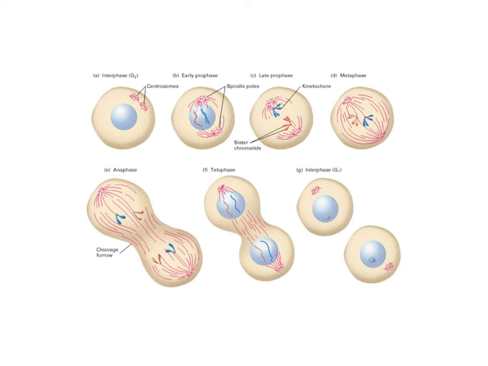By metaphase, here we're lining up in the center of the cell. Okay. Anaphase, they're pulling apart. By telophase, we have our nuclei back together, and then cytokinesis separates it, and then you go back to interphase. Okay, so it's a cell cycle.